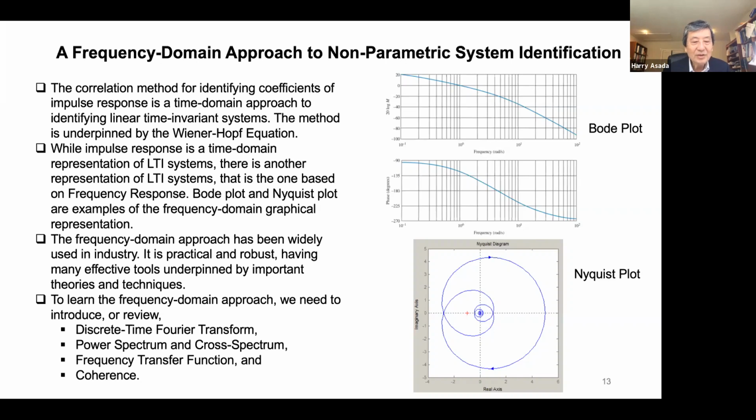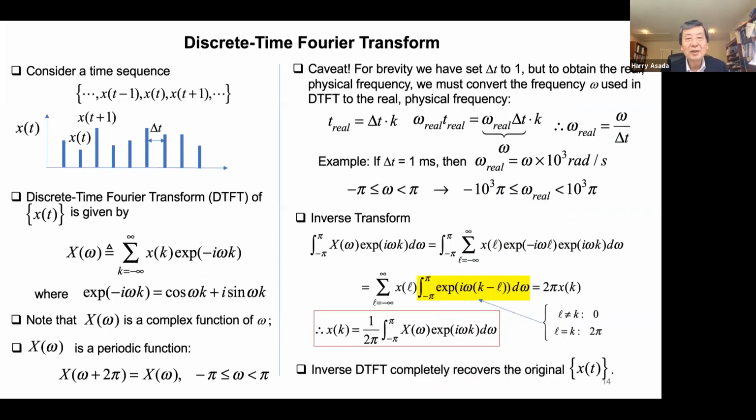So let's start with the discrete time Fourier transform. I think everyone knows the Fourier transform, but this is the discrete version. So we deal with the discrete time sequence, x(k), maybe going forever in both directions. Okay, and then we introduce the sampling interval delta t.